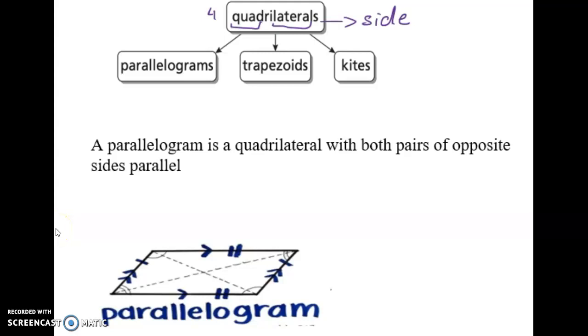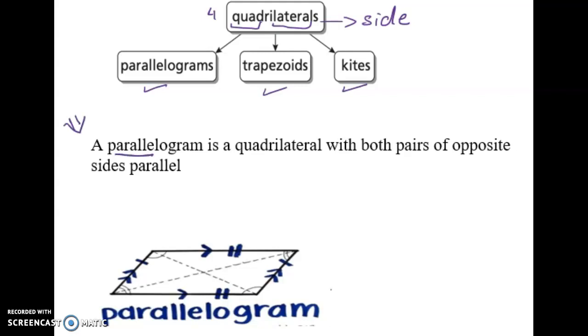Hi, today we will be talking about quadrilaterals and more specifically parallelograms. Quad means four, lateral means side. So a four-sided shape is called a quadrilateral. Under quadrilaterals we have parallelograms, trapezoids and kites. But today our focus will be parallelograms.